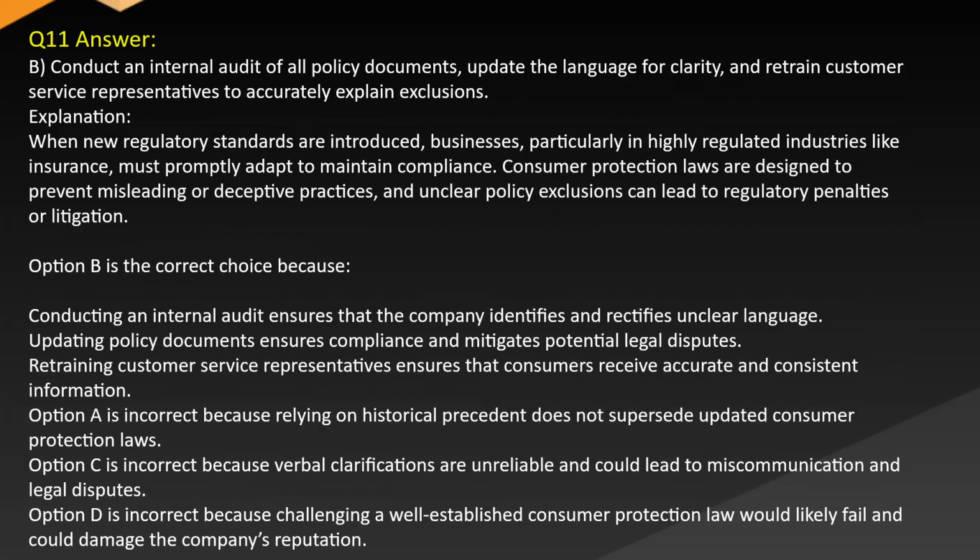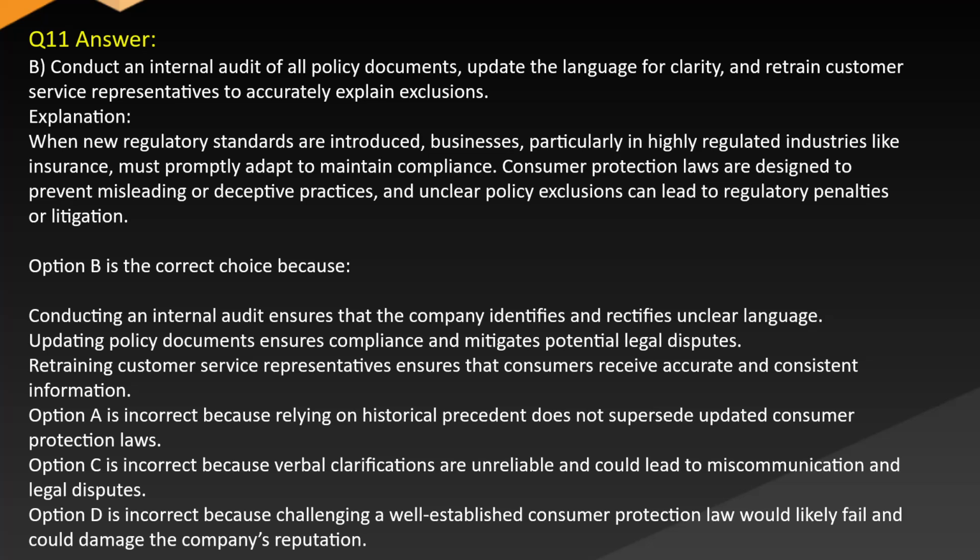Answer. B. Conduct an internal audit of all policy documents, update the language for clarity, and retrain customer service representatives to accurately explain exclusions. Explanation. When new regulatory standards are introduced, businesses, particularly in highly regulated industries like insurance, must promptly adapt to maintain compliance. Consumer protection laws are designed to prevent misleading or deceptive practices, and ambiguous policy exclusions can lead to regulatory penalties or litigation. Option B is the correct choice because conducting an internal audit ensures that the company identifies and rectifies unclear language. Updating policy documents ensures compliance and mitigates potential legal disputes. Retraining customer service representatives ensures that consumers receive accurate and consistent information.